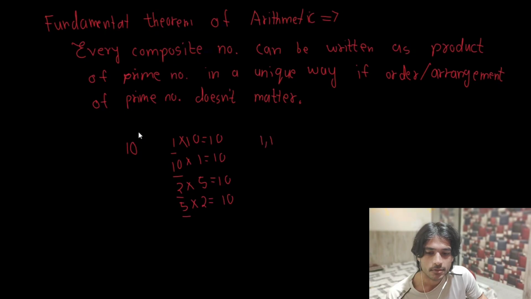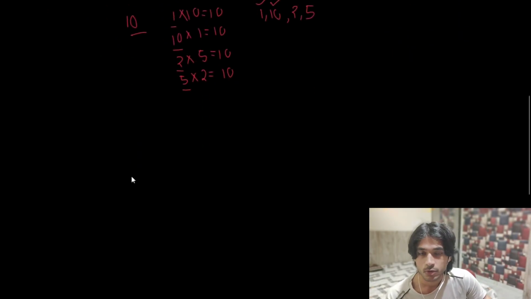So it has 1 as a factor, and it has itself as a factor. But then it has more than two distinct factors, which are 2 and 5. So this is going to be a composite number. So we can apply the fundamental theorem of arithmetic on 10. The theorem says that every composite number can be written as a product of prime numbers in a unique way. So first of all, we're going to simply write 10 as a product of prime numbers. There are only 4 ways to write 10, right?